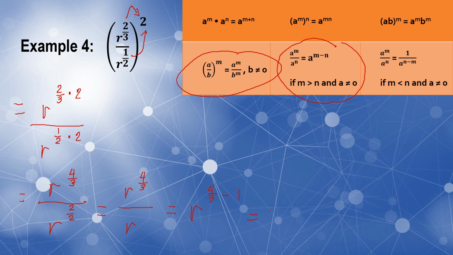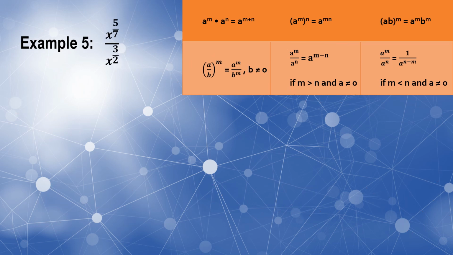It is the same as r raised to 4/3 minus 1 over 1. Let's apply the butterfly method. 4 times 1 is 4, minus 1 times 3 is 3, over, multiply the denominators, 3 times 1 is 3. So we have r raised to 4 minus 3 is 1, and then copy the denominator, 3. So therefore we have r raised to 1/3.